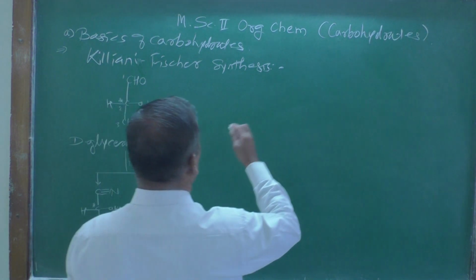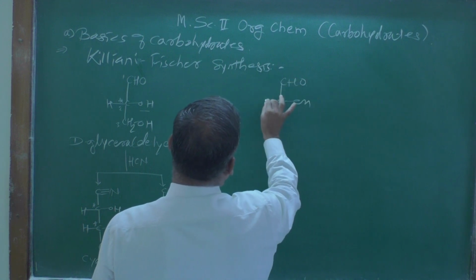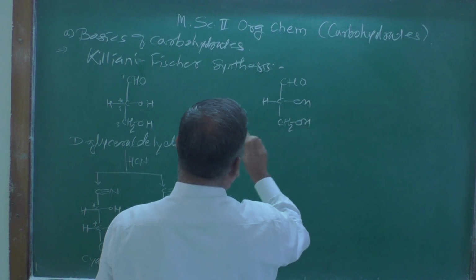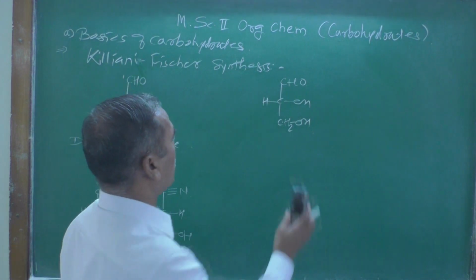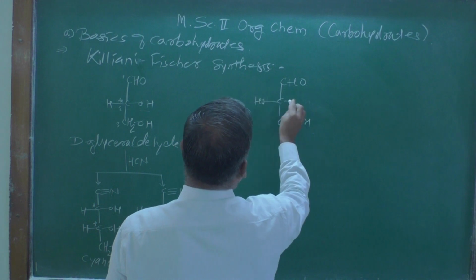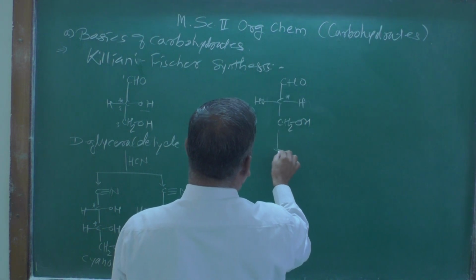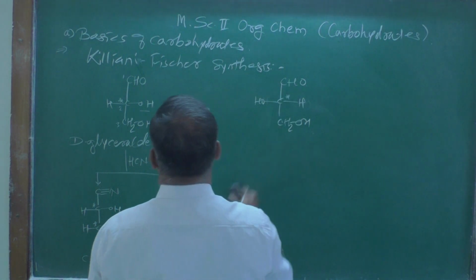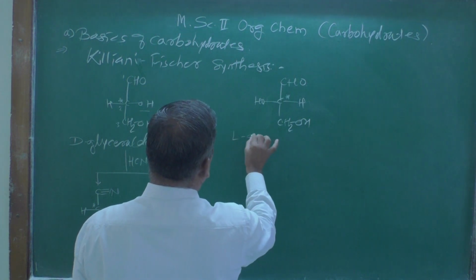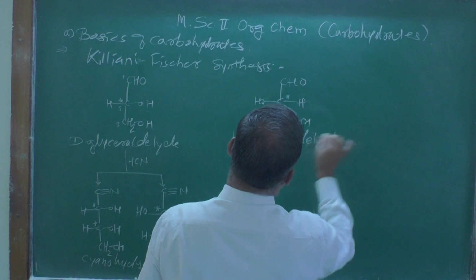Now let me draw another structure here. CHO, then C, OH, hydrogen atom, and then CH2OH. Not this one. Let me draw properly over here. What I am going to write here is HO on the left hand side and the hydrogen on the right hand side. And now this structure, because this and this are enantiomers of each other, this is L-glyceraldehyde.